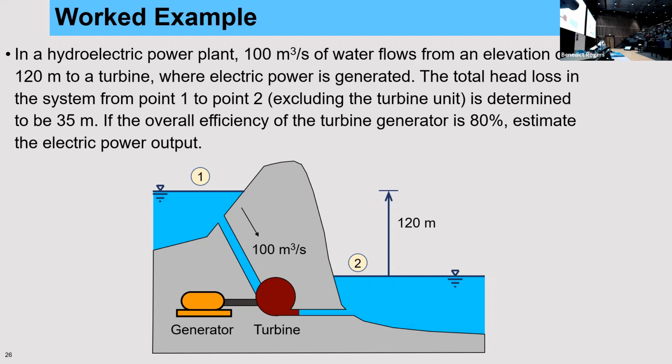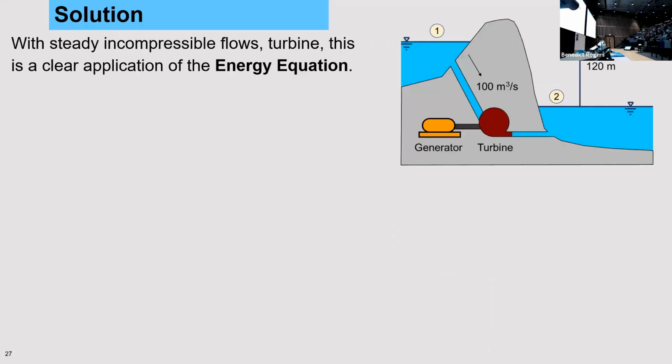So we're going from point 1, and the fluid is going down here at 100 meters cubed per second. Here's our turbine going into the generator, and we want to know what's going on there. So we know we've got shaft work. We cannot apply the Bernoulli equation. We have to apply the steady flow energy equation because we have a turbine.